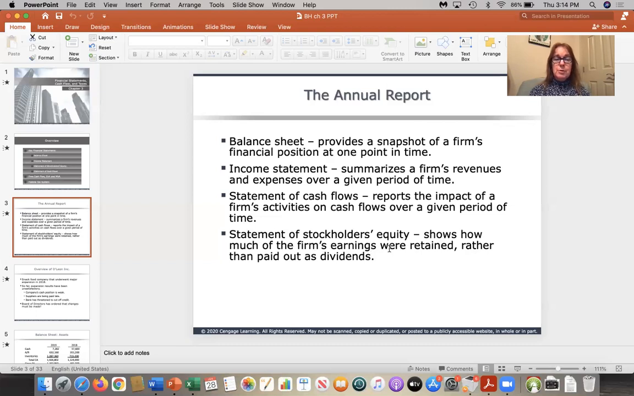That just shows how much of the earnings were retained and how much of the earnings were paid out as dividends. Because remember, with an income statement, when you get to the net income, there's two things that a firm does with the net income. If they pay a dividend, they're going to use their net income to make a dividend payment. And then all the rest of the money that's left over goes into retained earnings.